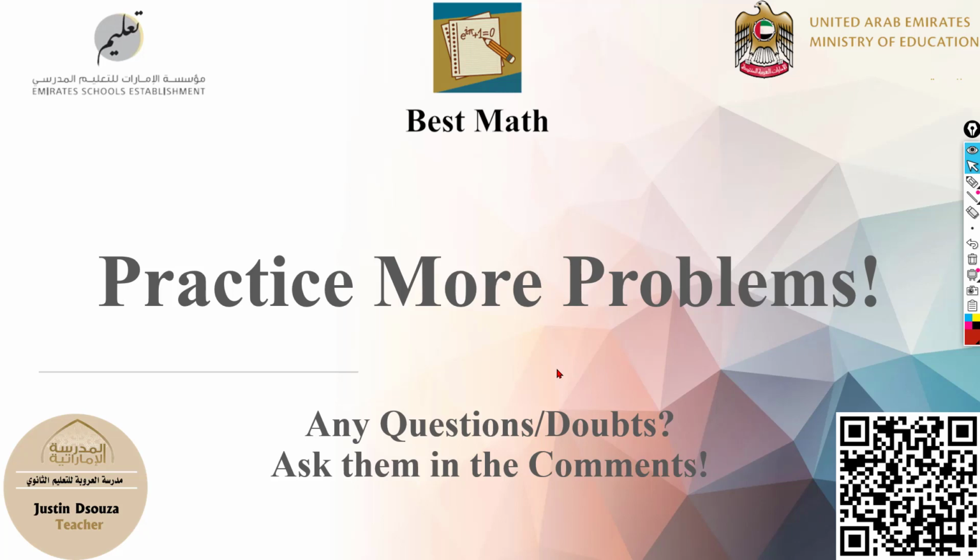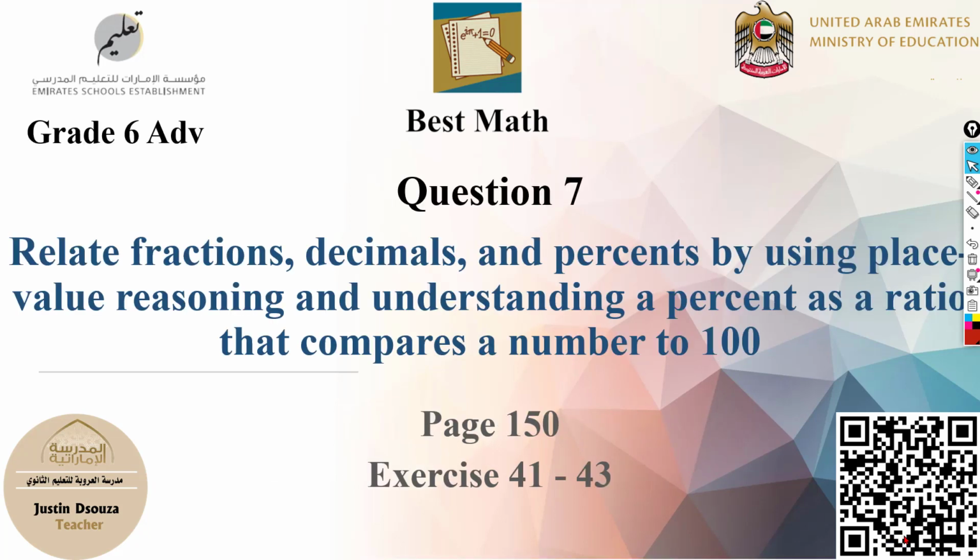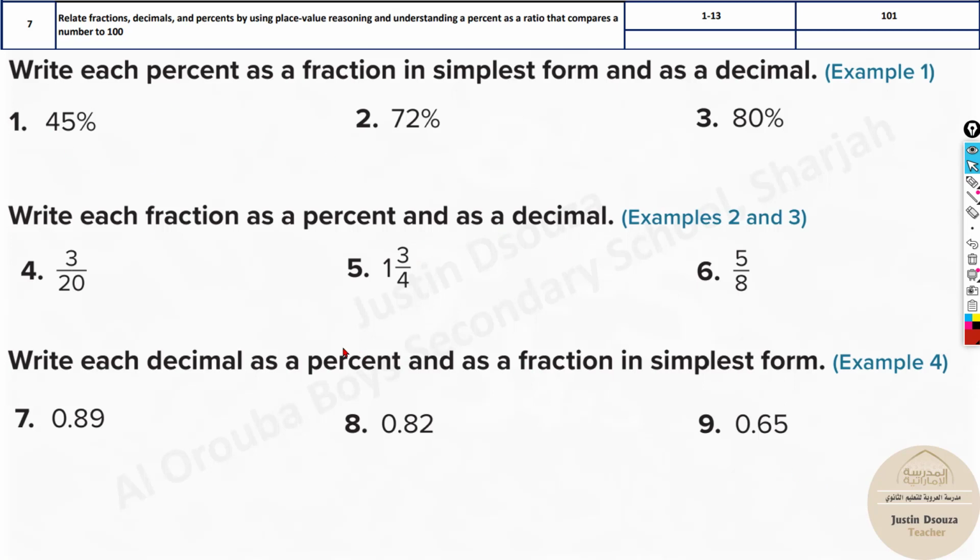So that's how we solve that grid problem. Please make sure to practice more problems and understand very well. Now we move on to question number 7. Relate fractions, decimals and percentages by using place value reasoning and understanding a percent as a ratio that compares a number to 100.